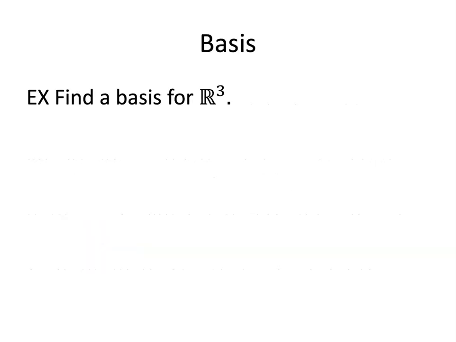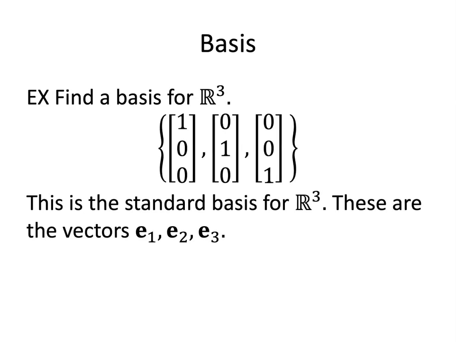I desperately need an example here. For example, find a basis for R3. Well, how about (1, 0, 0), (0, 1, 0), and (0, 0, 1)? This is the standard basis for R3 because it spans R3. You can express every vector in R3 as a linear combination of these, and it's also a linearly independent set. These are the vectors e1, e2, and e3. Those are usually the names we give to those vectors.